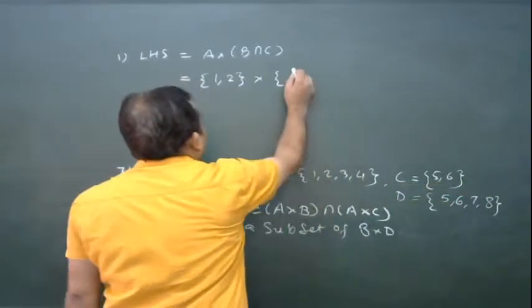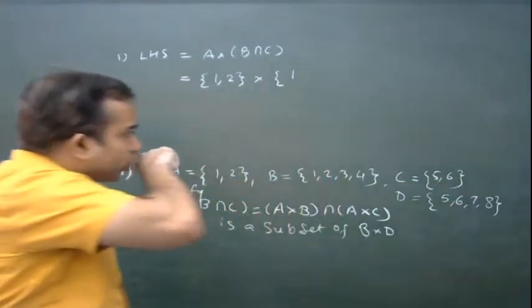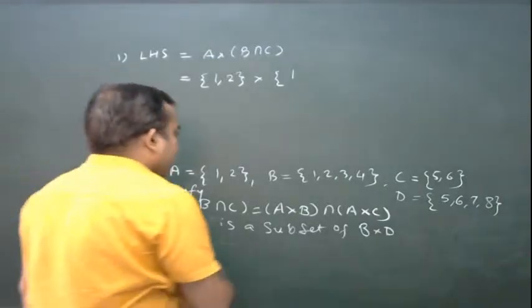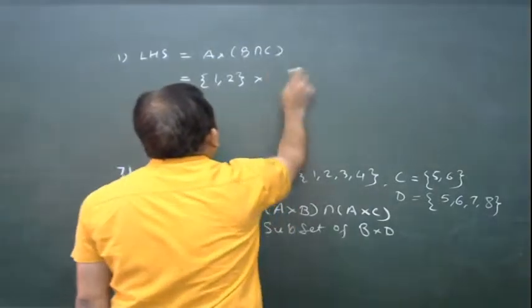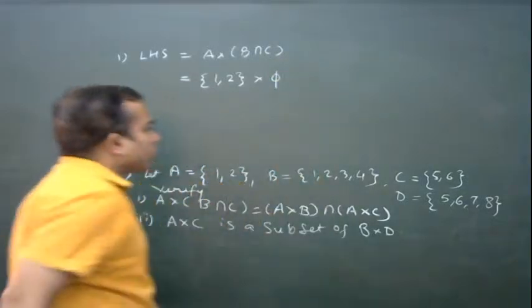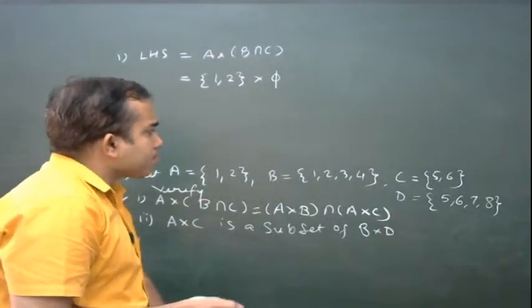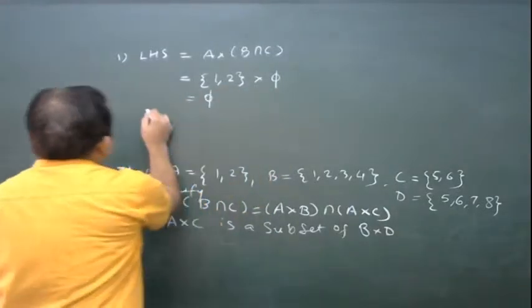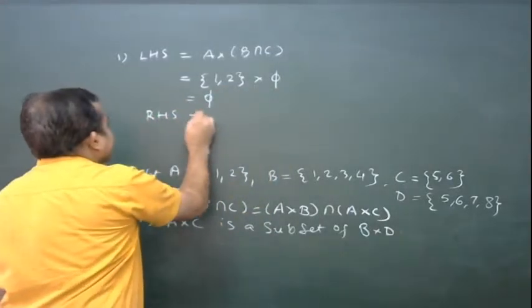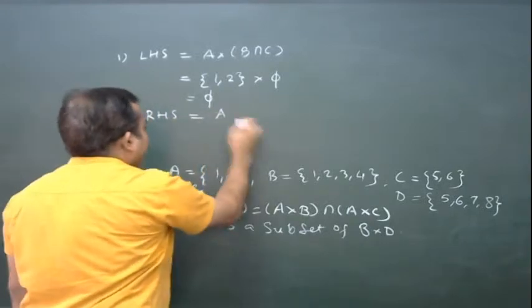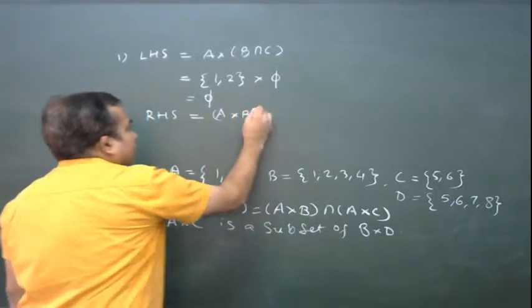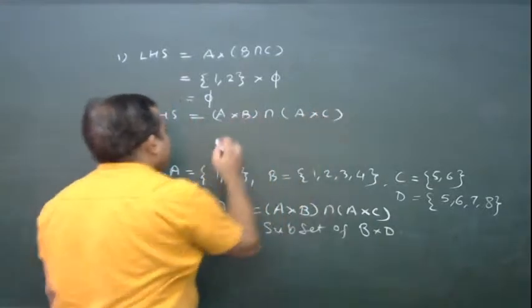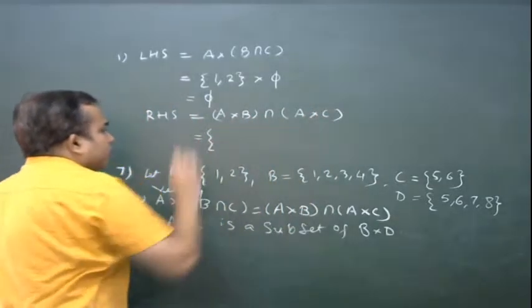So, B intersection C should be the null set, because B and C have nothing in common. Nice. So finally the left hand side is the null set, and then find out the RHS. RHS is (A cross B) intersection (A cross C), and let us find out A cross B.